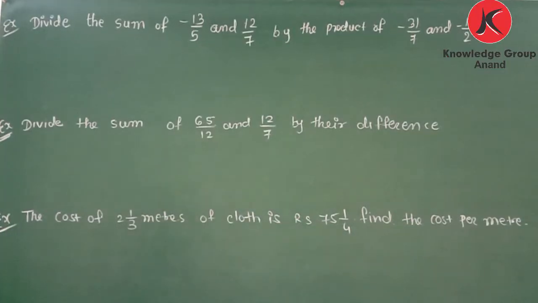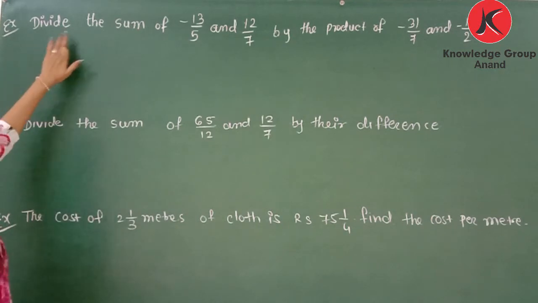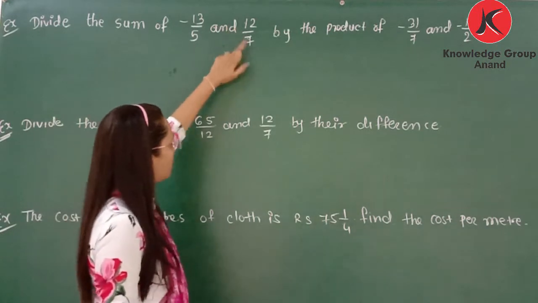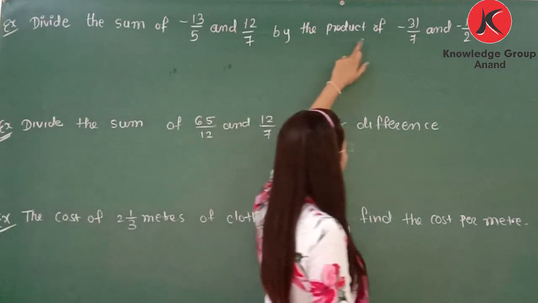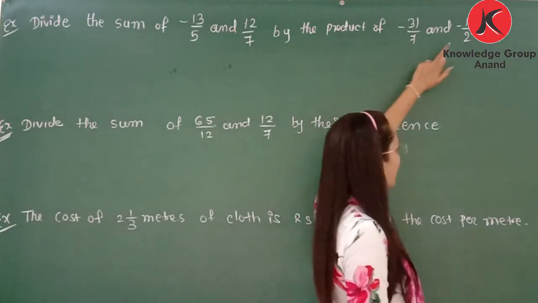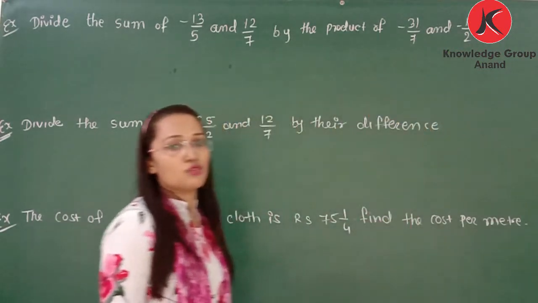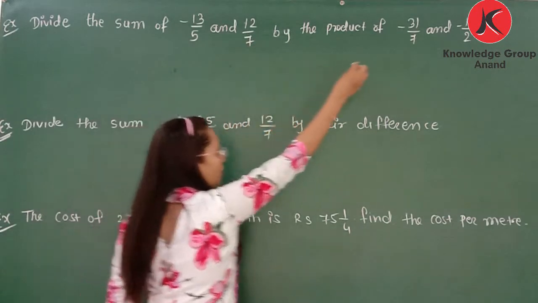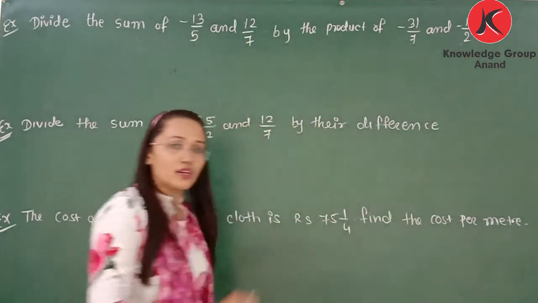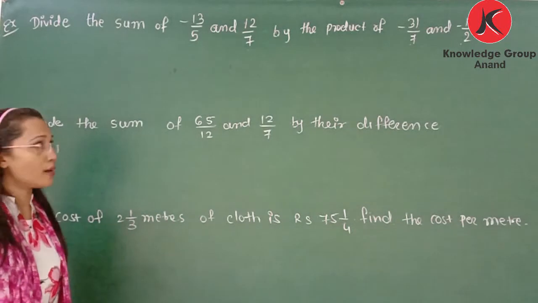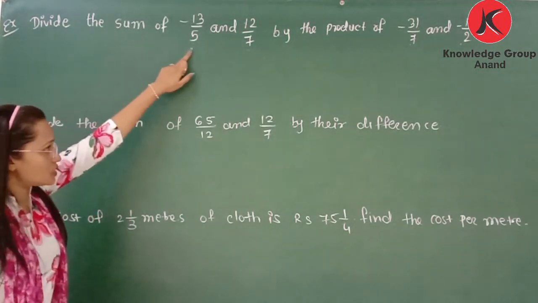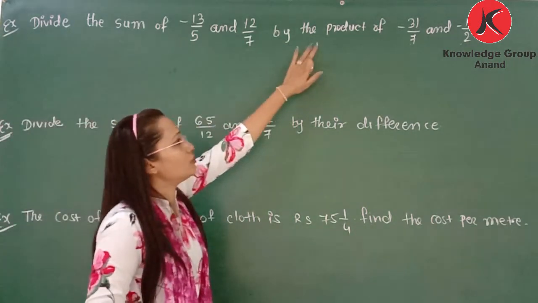Now let's take some more examples for division. Here the example is: divide the sum of minus 13 by 5 and 12 by 7 by the product of minus 31 by 7 and minus 1 by 3. Okay, so what you need to do? Here you need to find the sum of these two numbers, the product of these two numbers, and whatever answers you get, you need to divide them. Means the sum is divided by the multiplication.